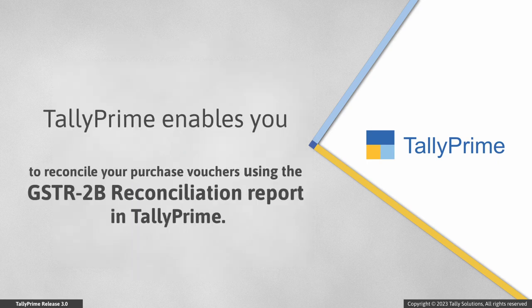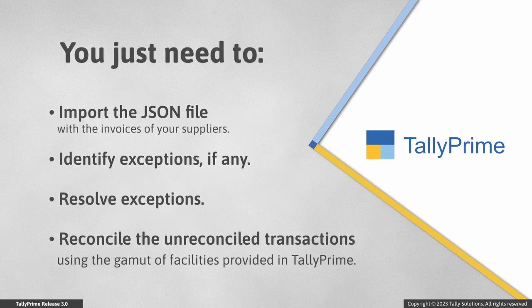As you saw, it is very easy to reconcile your purchase vouchers using GSTR-2B reconciliation in TallyPrime. All you need to do is import the JSON file with the invoices of your suppliers, identify exceptions, if any, and take actions to resolve exceptions and reconcile the unreconciled transactions.